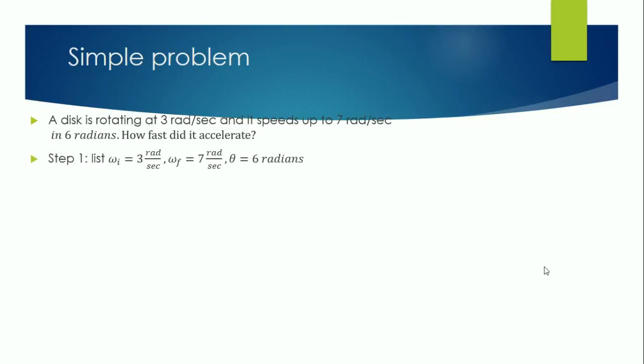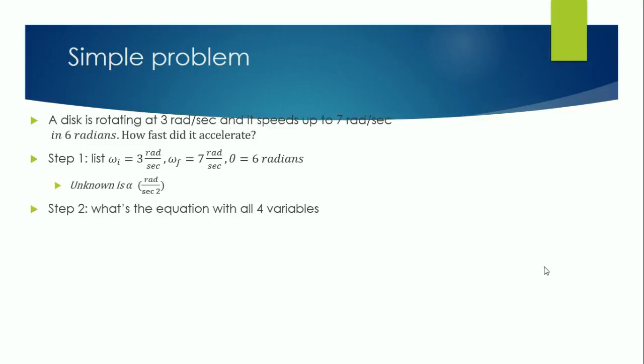Okay, so step 1 is list your variables. You have initial angular velocity, which is 3 radians per second, final angular velocity, which is 7, and the displacement was 3 radians. And then we have the unknown here, which is the acceleration, which is, by the way, in radians per second squared, so it's always important to have your units. So I just wrote it right there so you know.